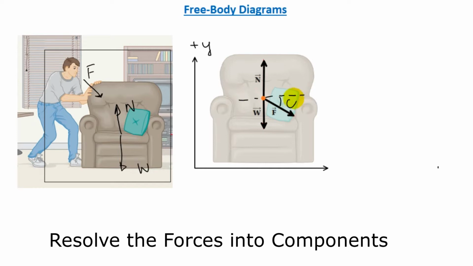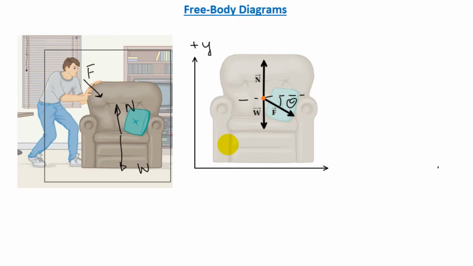Let this angle be theta. Now there are 3 forces acting. The first force is the force F. Along the x direction, the component would be F cosine theta, and along the y direction we have minus F sine theta. And why is this minus? Because it is along the negative y.